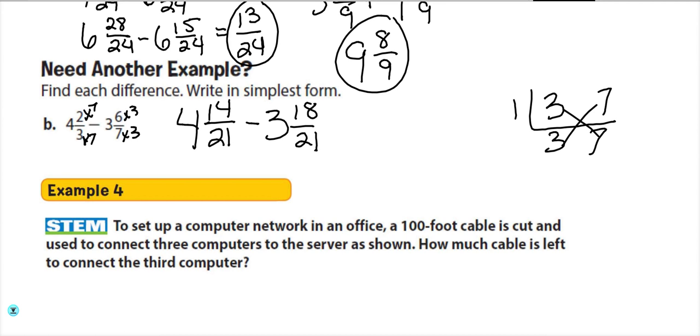Let's see, do I want to put it on top or on bottom? Let me just squeeze it underneath here. I think it'll be okay. All right, so we'll do 3 here. We'll do 21 plus 14, so that'll be 35 over 21 minus 3 and 18 over 21. Okay, so 3 minus 3 will give us our 0, and then we'll have 35 minus 18. That should give us 17, so we'll have 17 over 21.